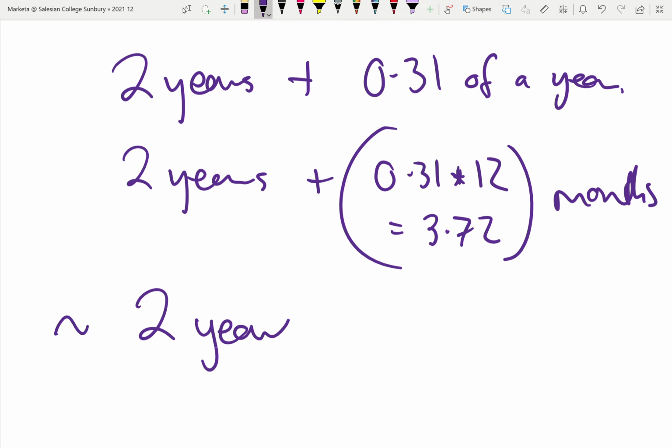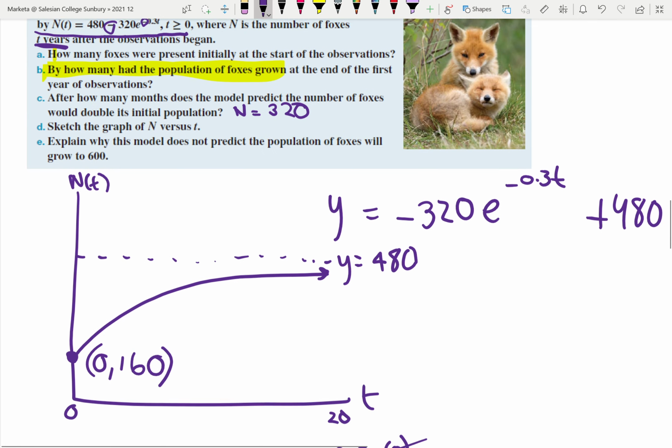So it's approximately 2 years and 4 months. So we'll round that up. So approximately 2 years and 4 months, and then the population will be doubled.